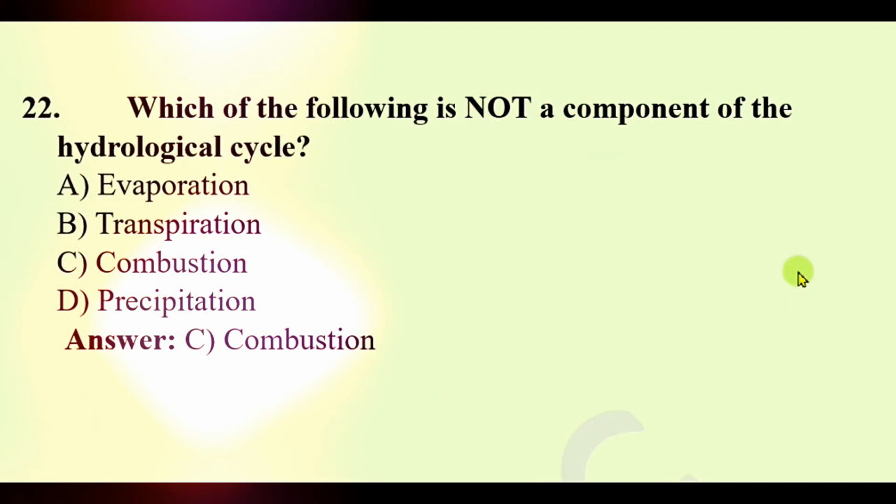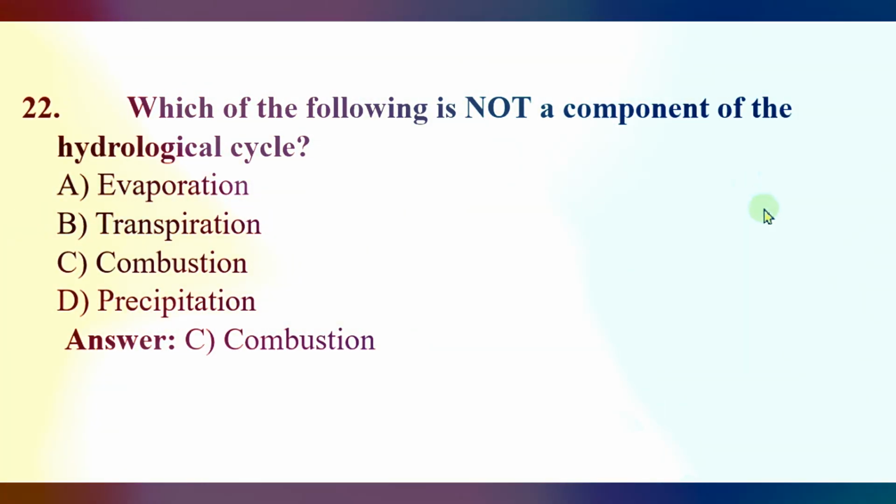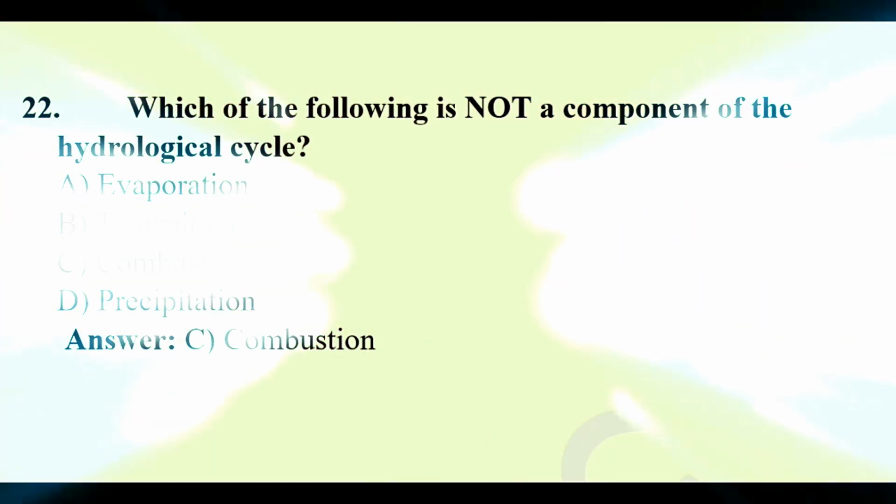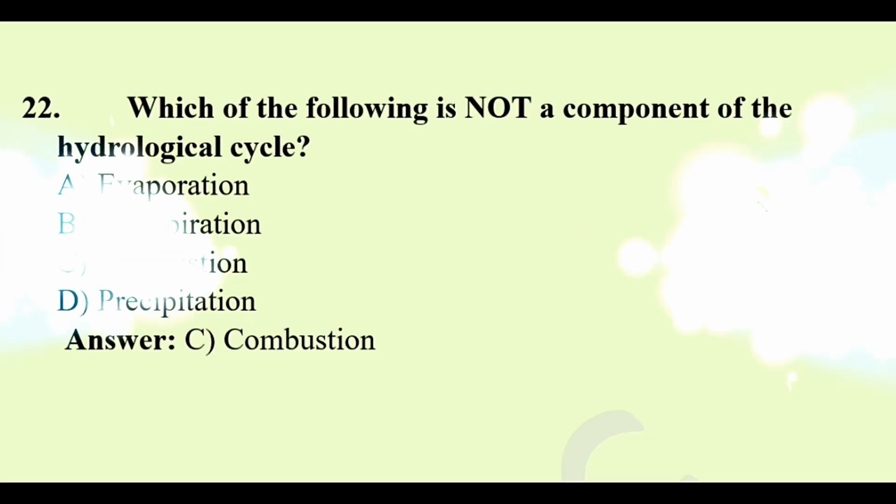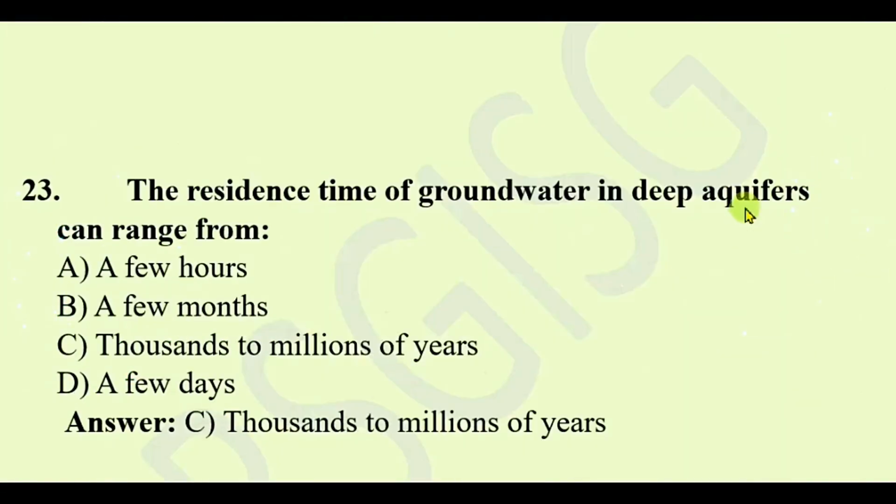Question. Which of the following is not a component of the hydrological cycle? Evaporation, transpiration, combustion, precipitation. Of course, combustion.